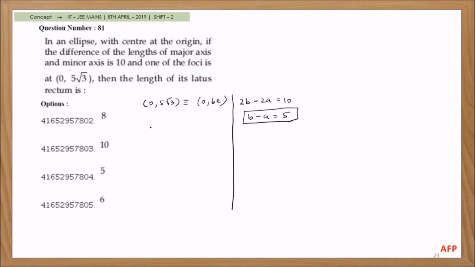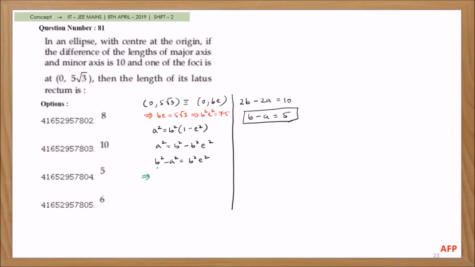Next, we know the relationship between the semi-major axis, semi-minor axis and eccentricity: a square is equal to b square into 1 minus e square. So a square is equal to b square minus b square e square. So b square minus a square is equal to b square e square. Here you can see b is equal to 5 root 3, so this implies b square e square is equal to 75.